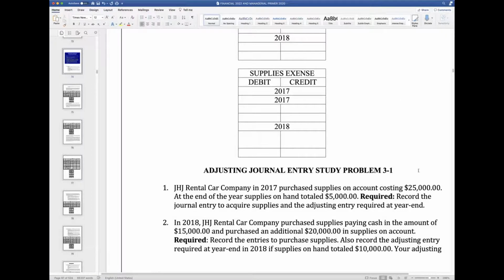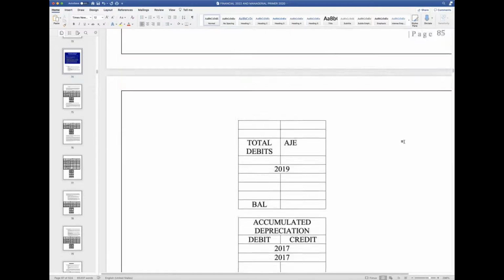Okay, J.H.J. Rental Car Company purchased supplies on account costing $25,000.